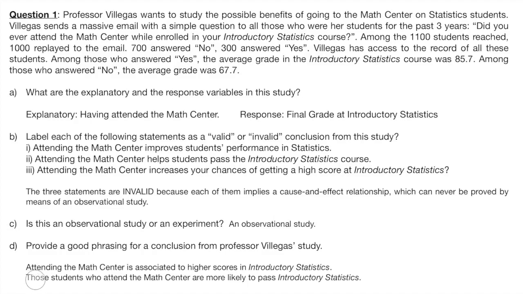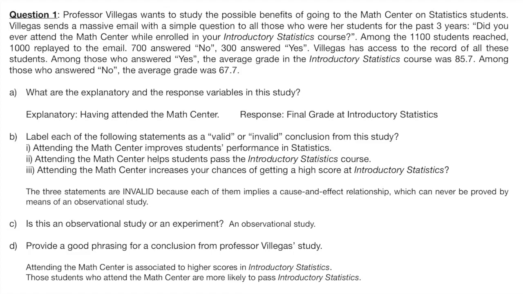Alternatively, you can also say something like, those students who attend the math center are more likely to pass introductory statistics. By saying are more likely, you avoid speaking of the cause. You just say that they pass more often. You don't say why. So this is also a fair conclusion.